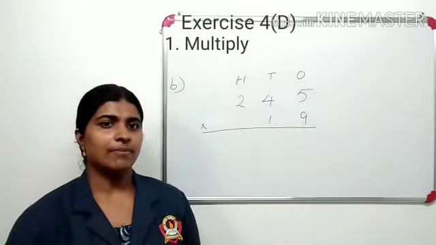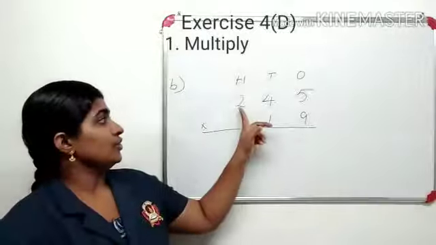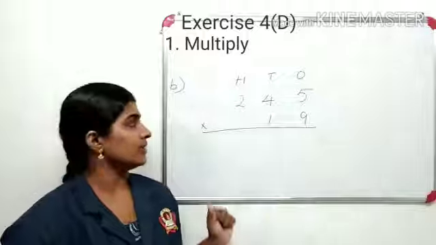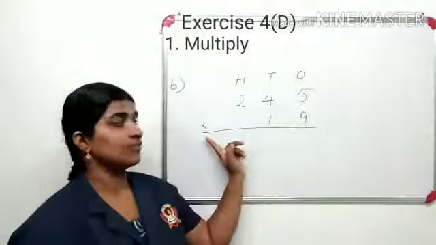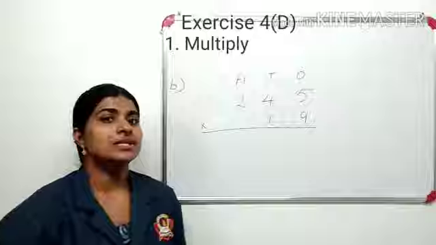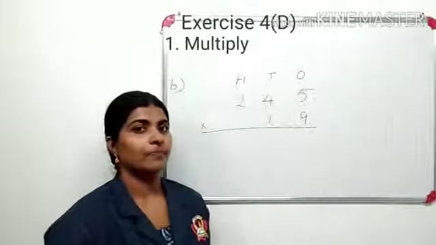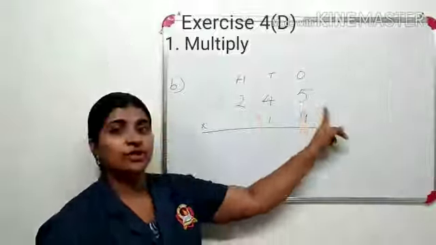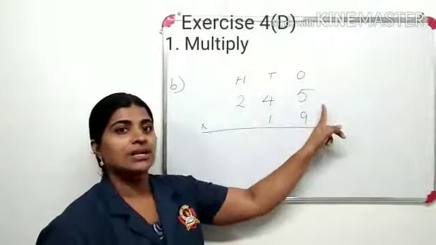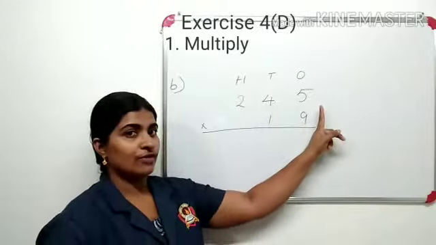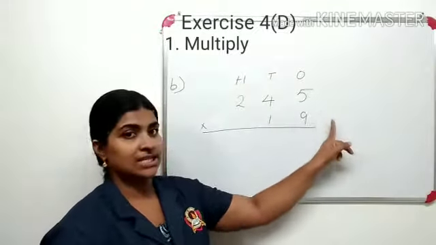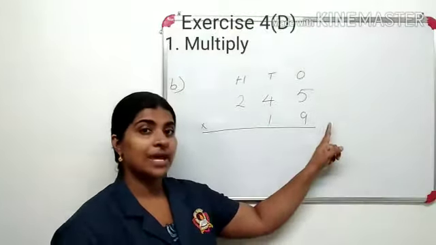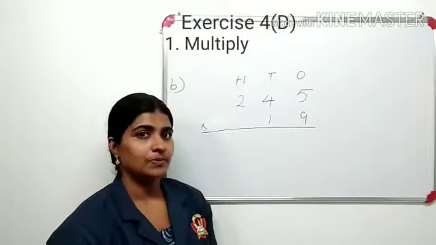Next is question number B. 245 into 19. Here we need to multiply 245 by 19. Which is our multiplier? Yes, 19 is our multiplier and 245 is our multiplicand. Our multiplicand is a 3-digit number and the multiplier is a 2-digit number.